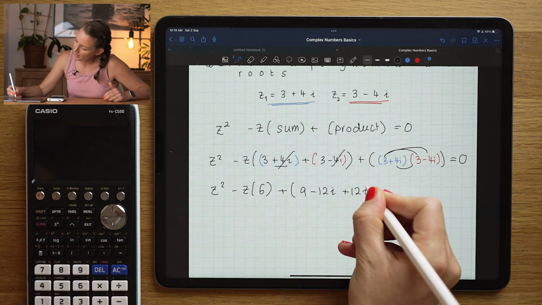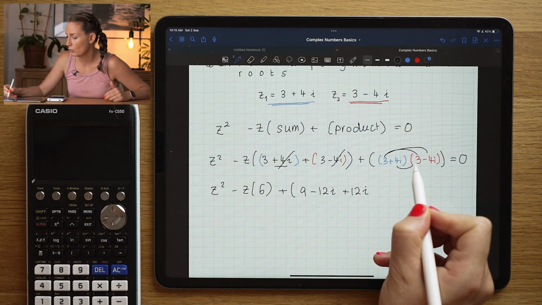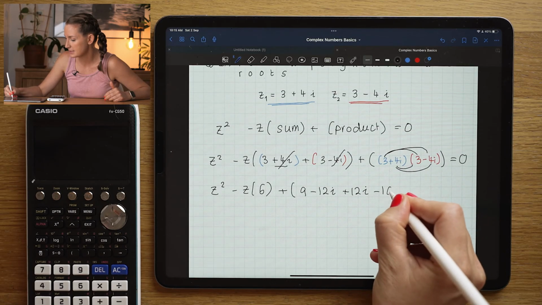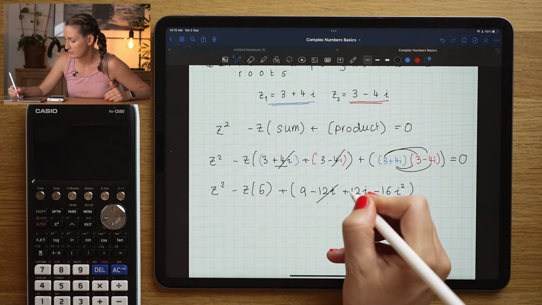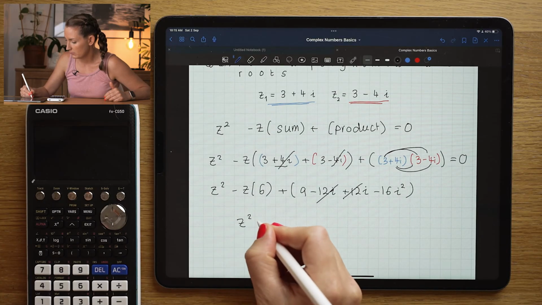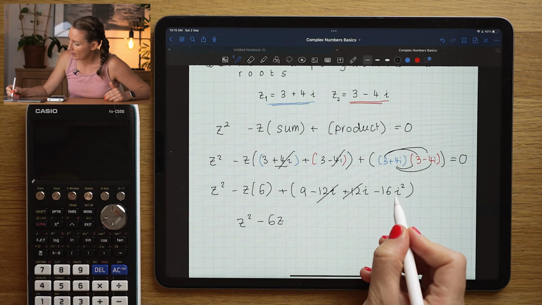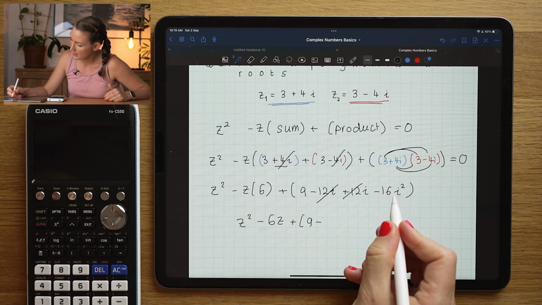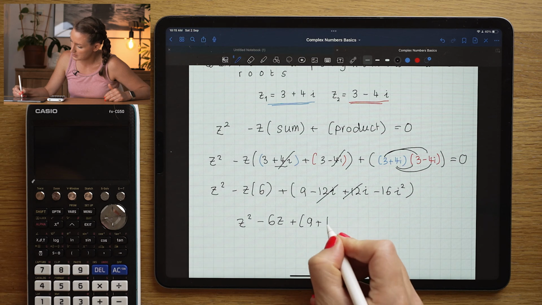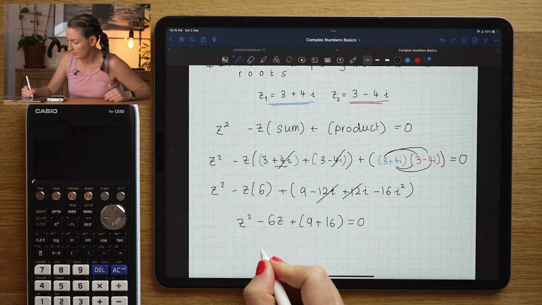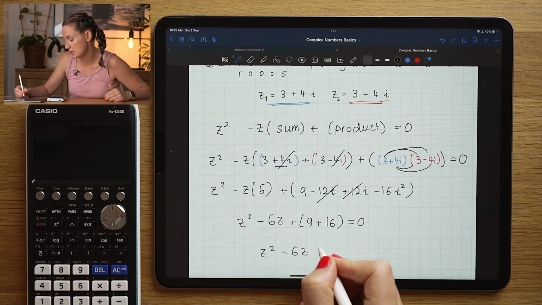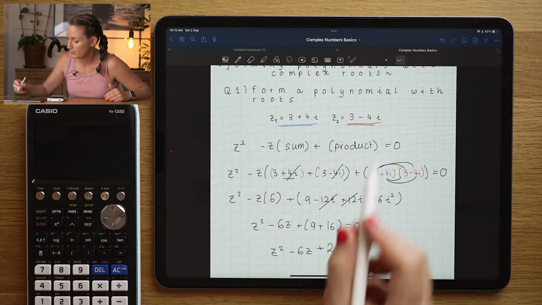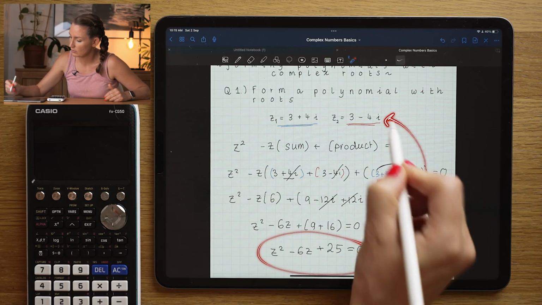Now, if you multiply a complex number with its conjugate, it will always be a real number because these will cancel out. And that would be minus 16i squared. So that's going to cancel with that. So i squared is minus 1, so it would be 9 minus minus 16, so it would be 9 plus 16. Okay, so it would be z squared minus 6z plus 25 equals to 0. So this would be the quadratic equation, which would have these roots.